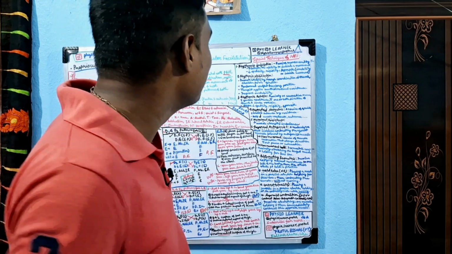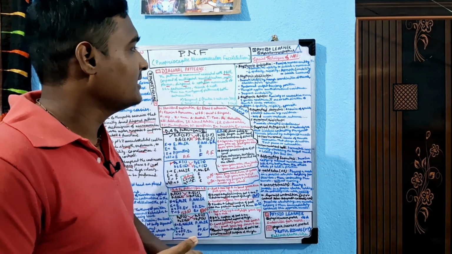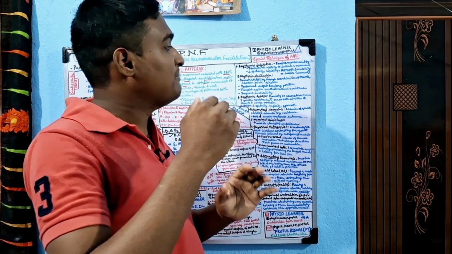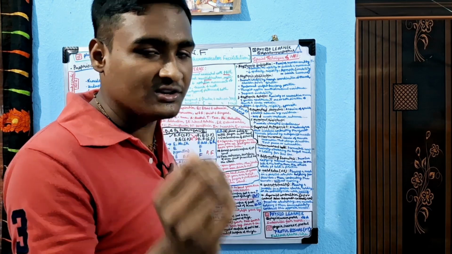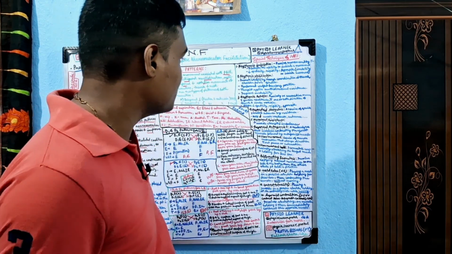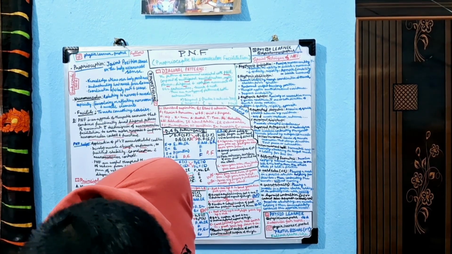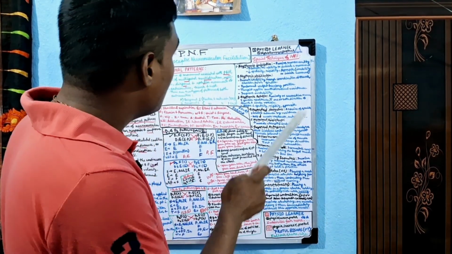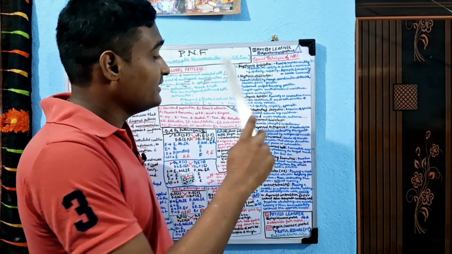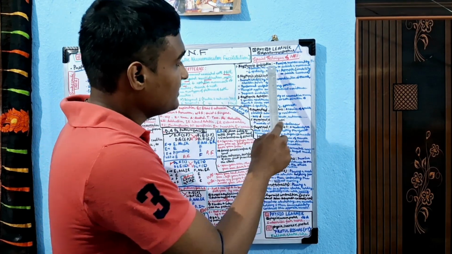Okay, what is rhythmic initiation? Rhythmic initiation is the passive movement by the therapist. It promotes the ability to initiate a movement, and it helps to reduce spastic rigidity.